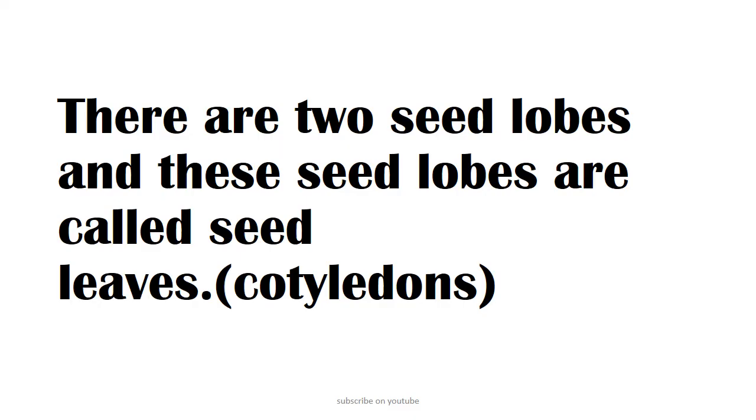You have seen that certain seeds can be divided easily into two seed lobes, whereas other seeds cannot be divided easily like that. These seed lobes are called seed leaves, that means cotyledons.